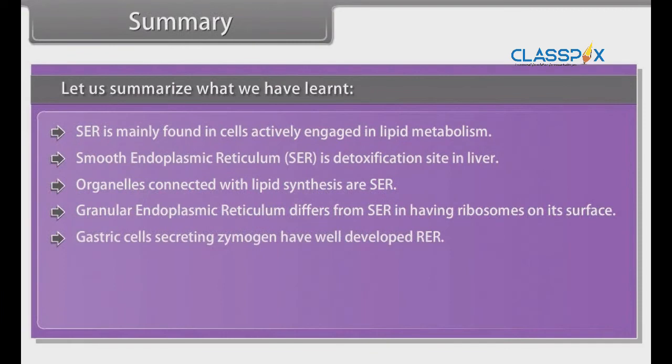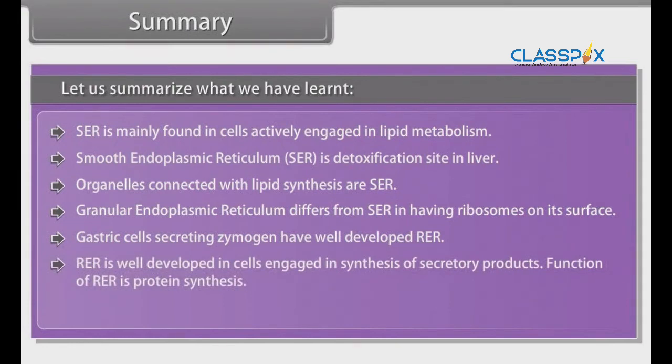Gastric cells secreting zymogen have well-developed RER. RER is well developed in cells engaged in synthesis of secretory products. The function of RER is protein synthesis. RER differs from SER in the presence of ribosomes.